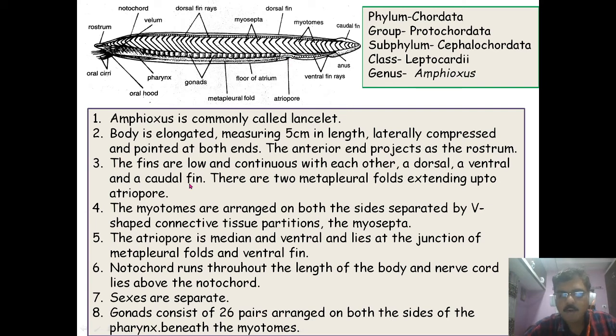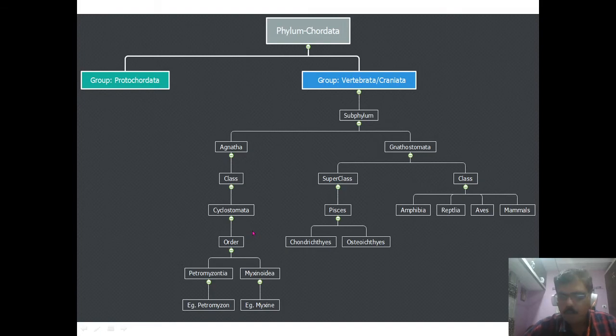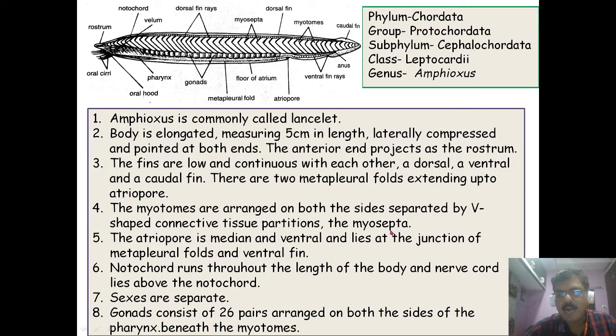atriopore. The myotomes, or these muscles, are V-shaped muscles. These are arranged in a V-shaped fashion, and these are called the muscles or the myotomes, and these myotomes are separated by structures called the myosepta. The myotomes are arranged on both sides, separated by V-shaped connective tissue partitions, and that we call the myosepta.